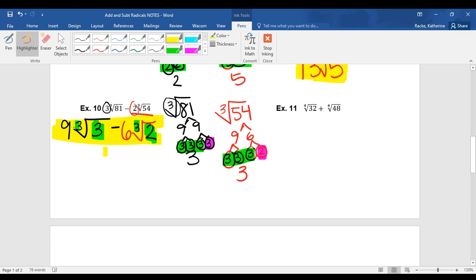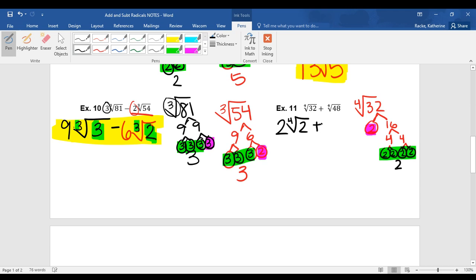All right, example 11. I have the 4th root of 32 plus the 4th root of 48. So I'm going to need to simplify both of those. So the 4th root of 32. 32 will break down into, let's just do 2 and 16. 16 breaks down into 4 and 4, which breaks down into 2 and 2. Okay, looking for a group of 4. I have a group of 4 there with 1 left over. So that one now turns into 2. Here's my group of 4 that I pulled out. 4th root of 2. Bringing down my plus sign.